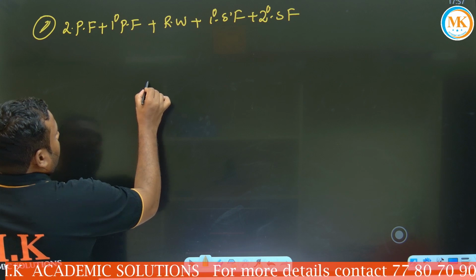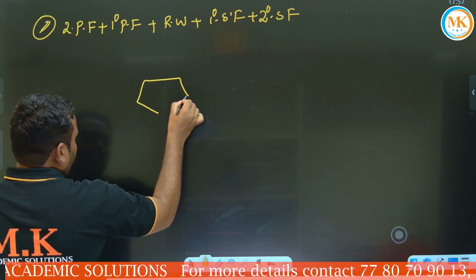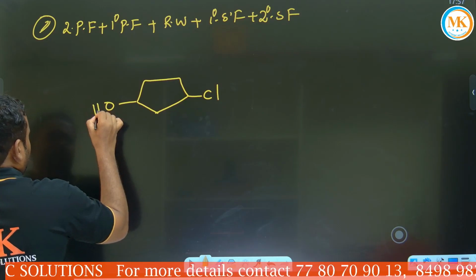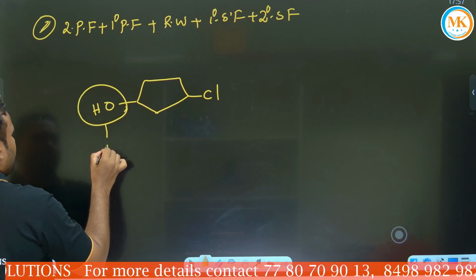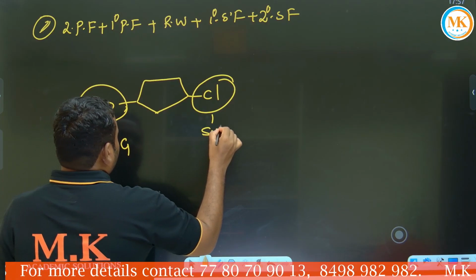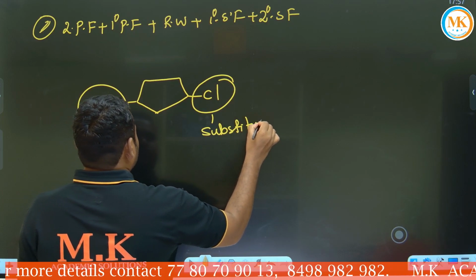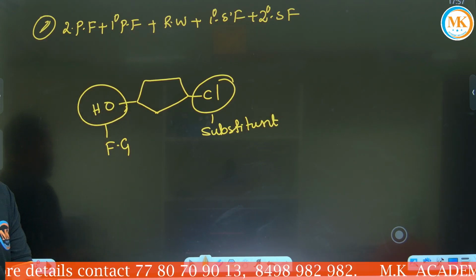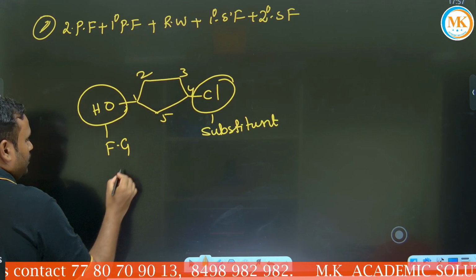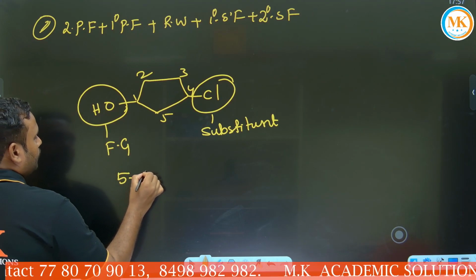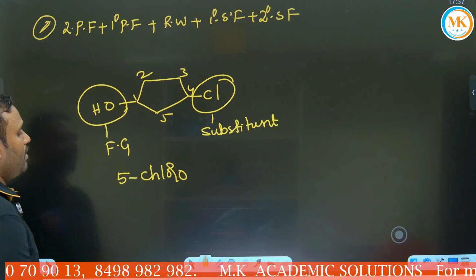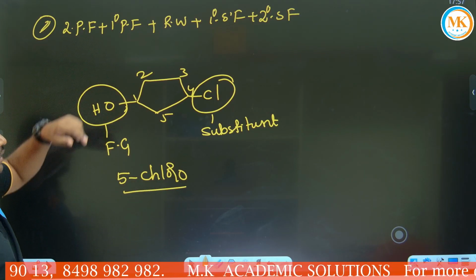Suppose here we are having this compound. Let us name it. Here chlorine is there, here OH is there. OH is the functional group, and chlorine is a substituent. Now name it. Numbering, you give 1 2 3 4 5. So here, what is the name of this compound? 5-chloro. The 5-chloro is the substituent and secondary prefix.